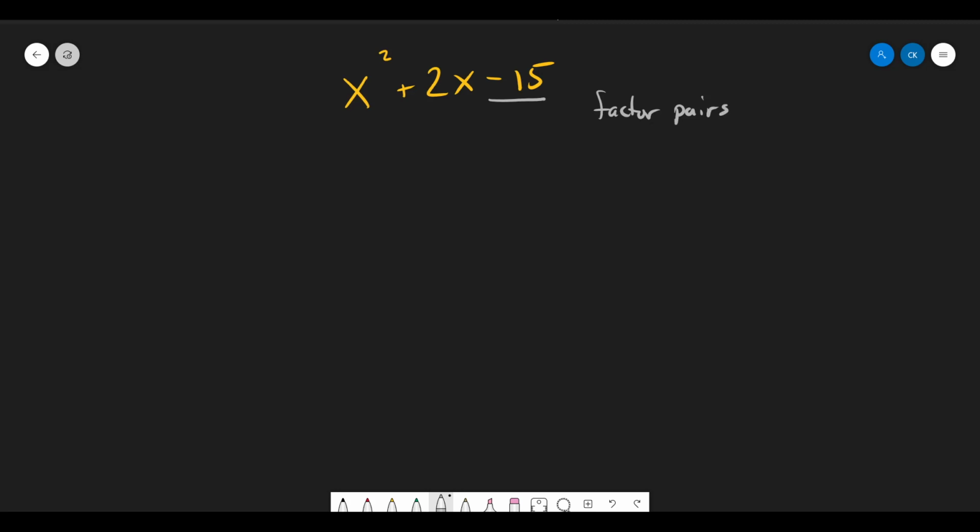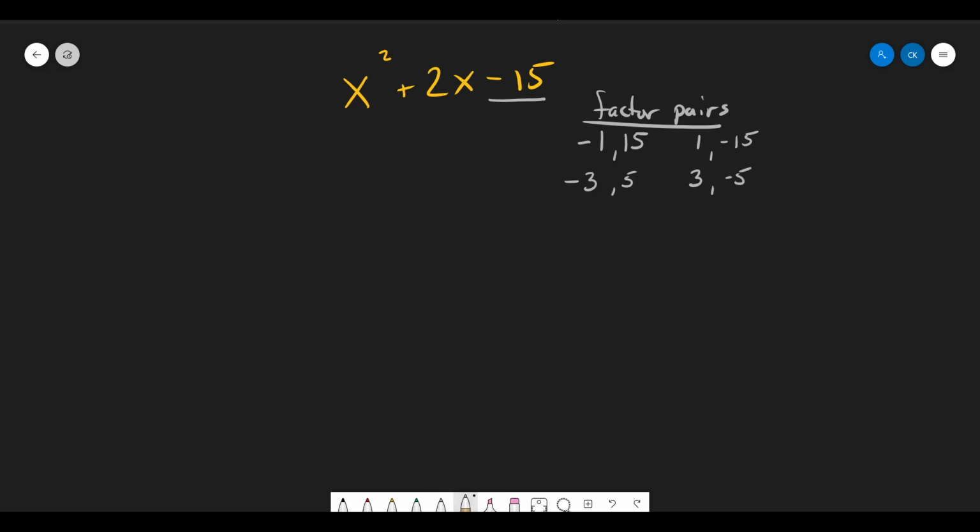So here we have to realize that this is a negative 15. So when I multiply two numbers together to get a negative number, one of them has to be negative. So my factor pairs are actually going to be -1 and +15, or it could be +1 and -15. You actually have to use both of them. I could also have -3 and 5, or +3 and -5.